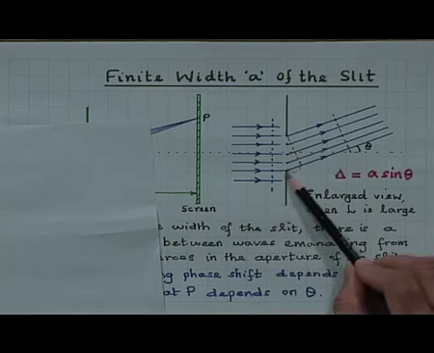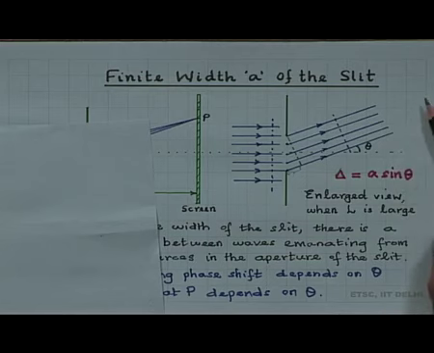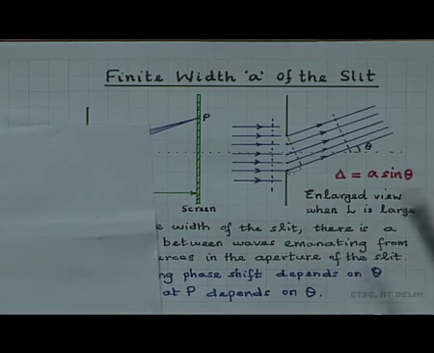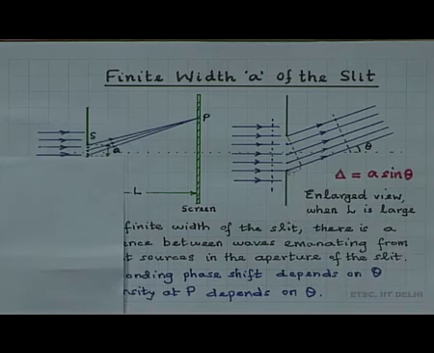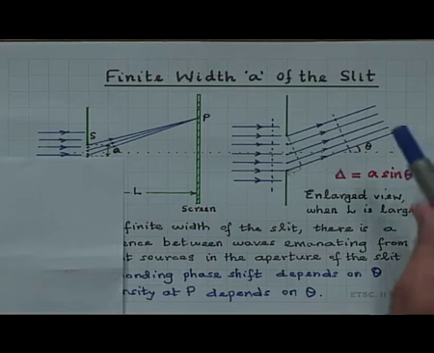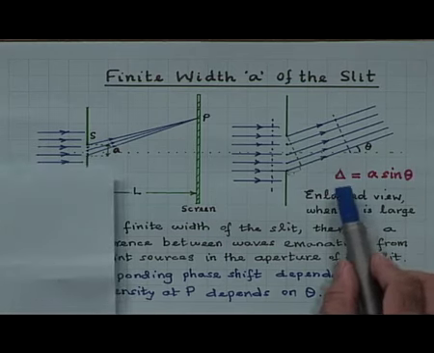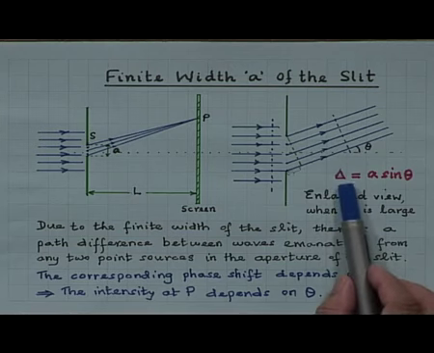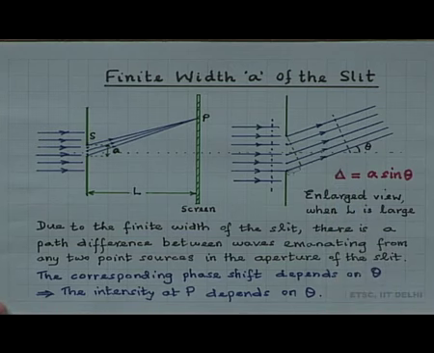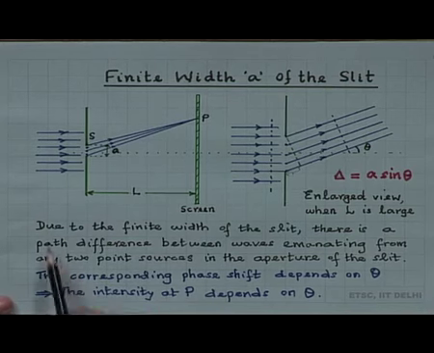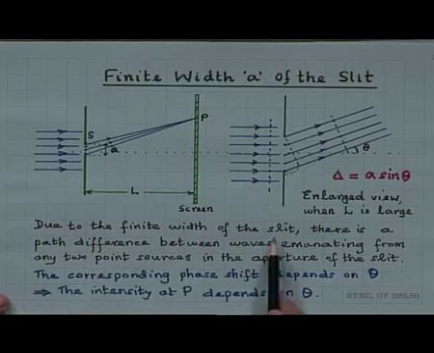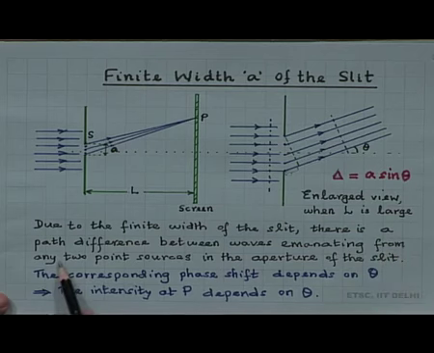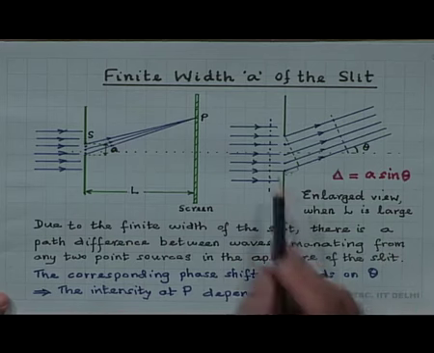When there is a finite path difference, there will be interference at the other end. At the point P, there will be interference, and interference leads to a fringe system, that is, depending on the phase, we will have intensity maxima or intensity minima. So, due to the finite width of the slit, please see this, there is a path difference between waves emanating from any 2 point sources in the aperture of the slit.